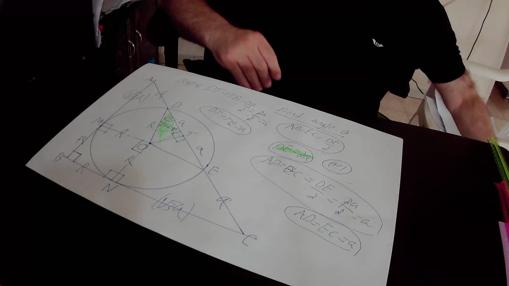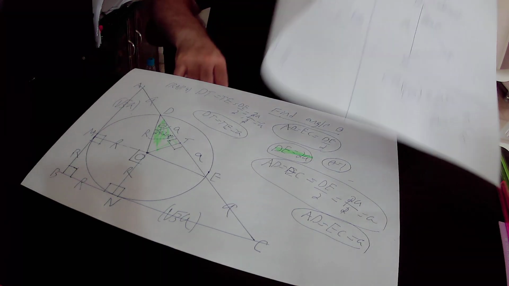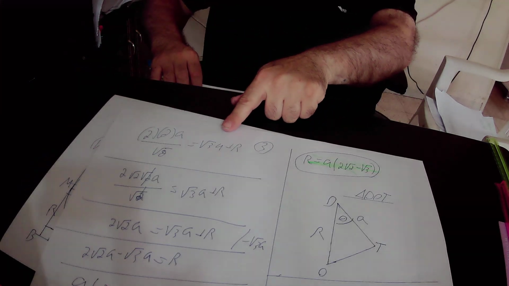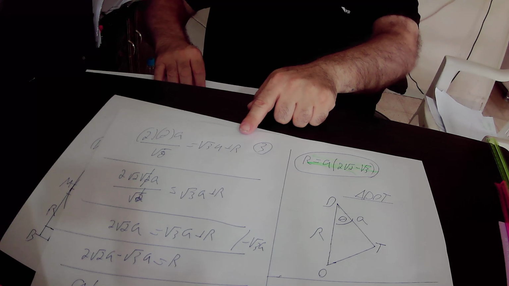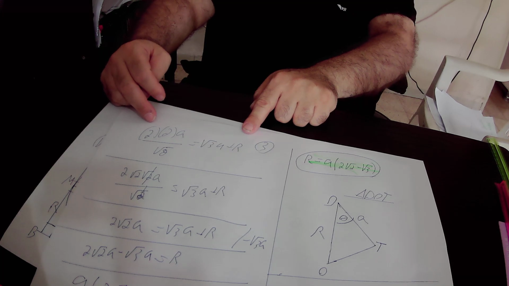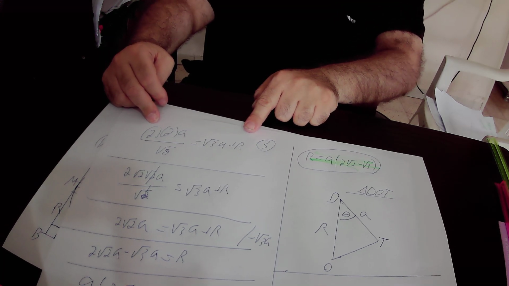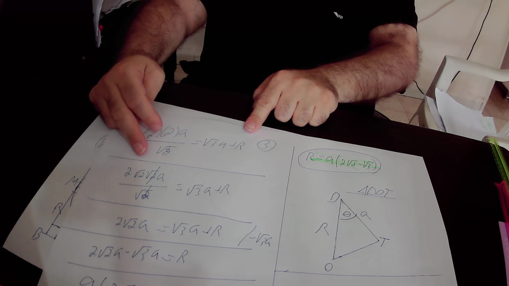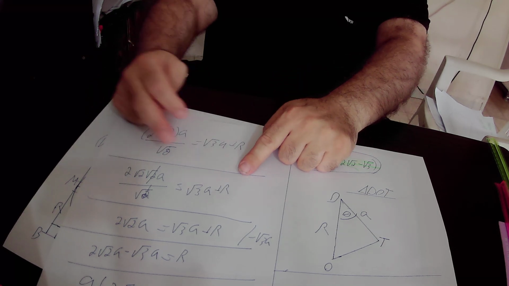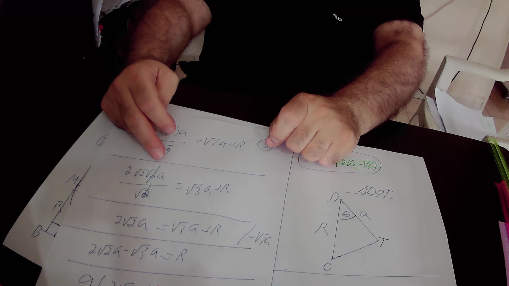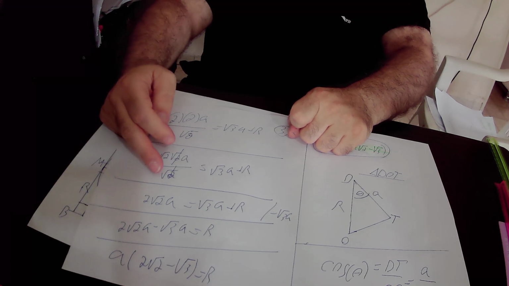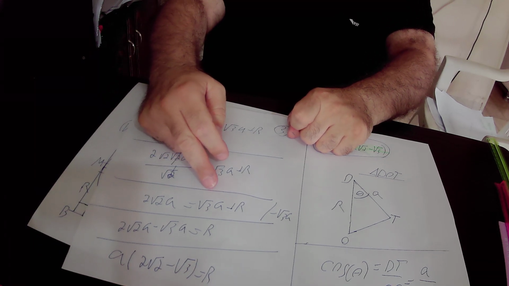Then we substituted 4 by 2 times 2 and found out that 2 times 2 times A over square root of 2 equals square root of 3 times A plus R. Then we substituted 2 by square root of 2 times square root of 2, and found out that 2 times square root of 2 times square root of 2 times A over square root of 2 equals square root of 3 times A plus R. We have square root of 2 in the numerator and square root of 2 in the denominator, so square root of 2 will get cancelled, and we are left with 2 times square root of 2 times A equals square root of 3 times A plus R.